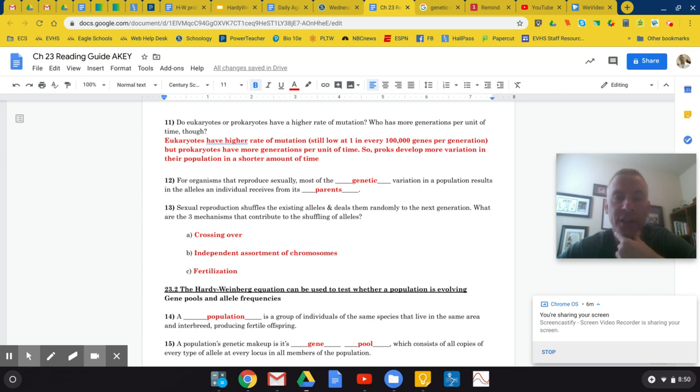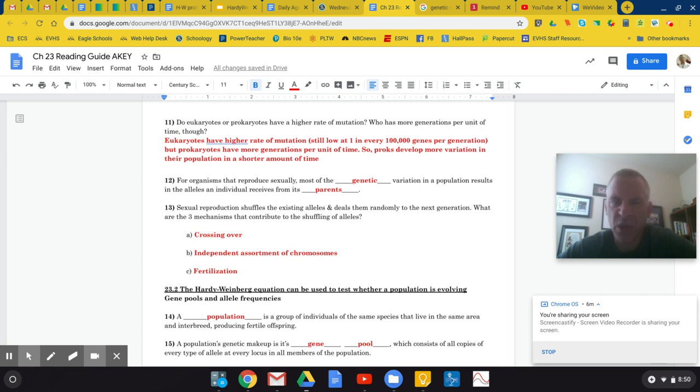Number 11, do eukaryotes or prokaryotes have a higher rate of mutation? Who has more generations per unit of time? Well, this comes down to the fact that eukaryotes, our cells, have a higher rate of mutation, which is just good common trivia you can share with your buddies. But our rate of mutation is still low at 1 in every 100,000 genes per generation.